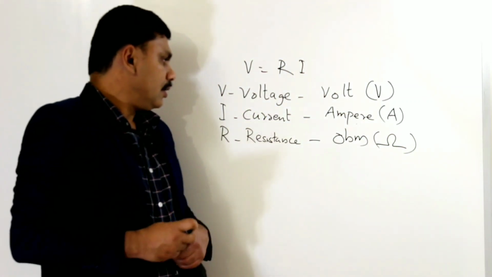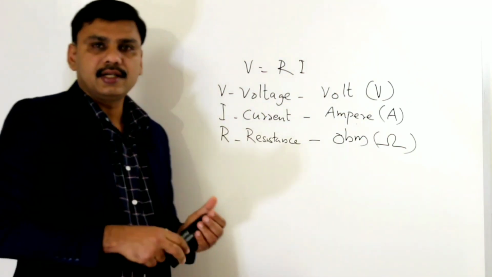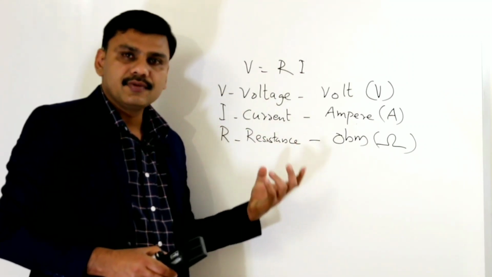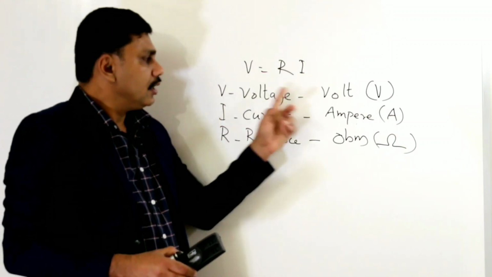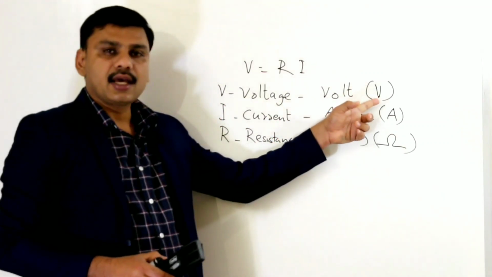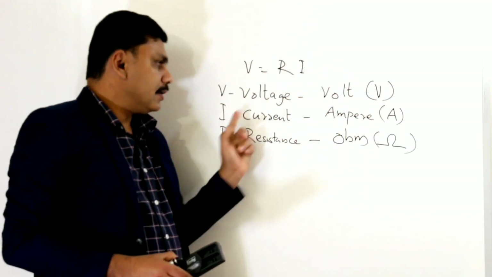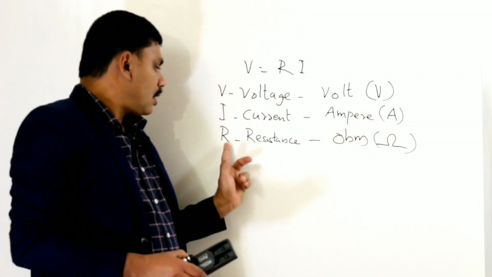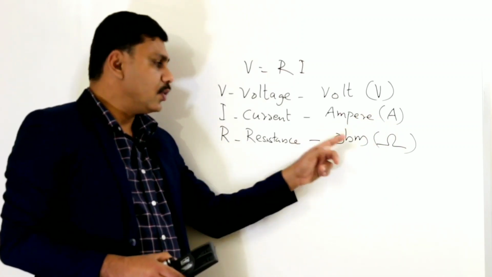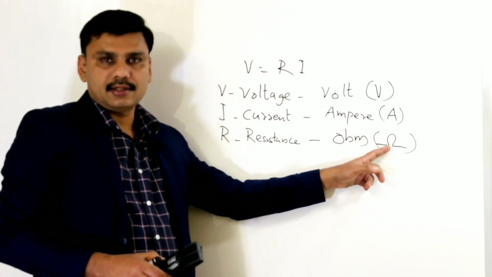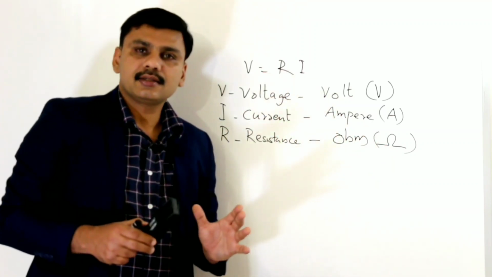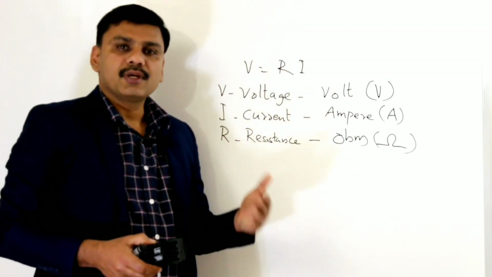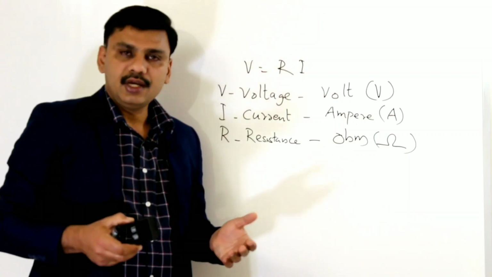So these are the basic quantities related with electricity. Voltage: its unit is volt, its symbol is capital V. Current: its unit is ampere, its symbol is capital A. R, resistance: its unit is ohm, its symbol is like this. So you must learn these quantities and you must know the units of the quantities.